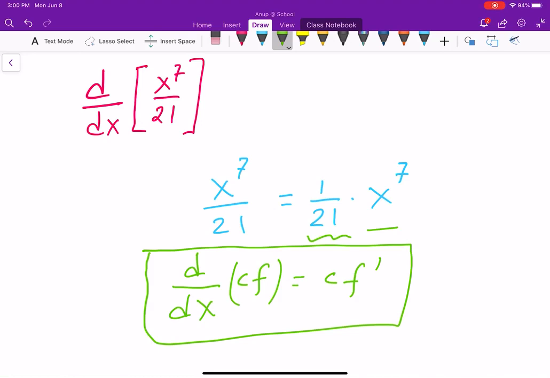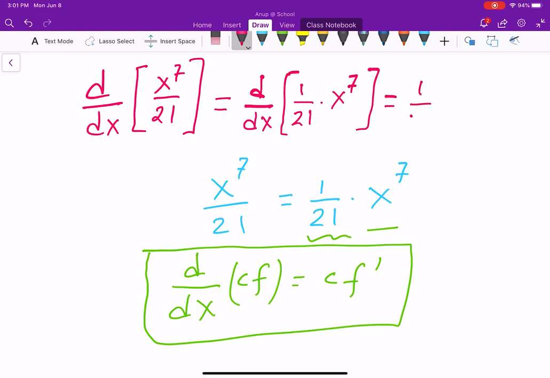So if you want to use this rule, the derivative of x to the power 7 over 21 can be found by first rewriting it as 1 over 21 times x to the power 7, right? Then by the constant multiple rule, we can take 1 over 21 out, multiplied by the derivative of x to the power 7. And the derivative of x to the power 7, using the power rule, we can figure out by bringing the power down, right?